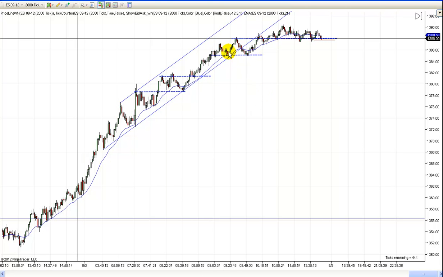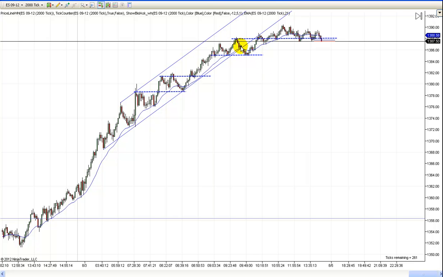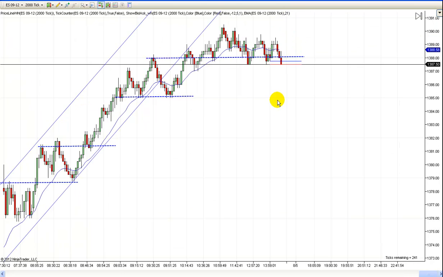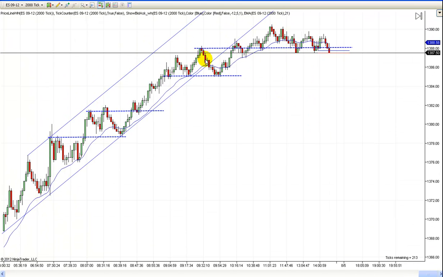There was another second entry long right here. This is a double bottom. This is the first break of the trend line. It's a nice double bottom, another nice place to get long. There's a second entry long right there, and this is actually two legs back as well. You can see that little correction right there. Maybe hard to see, but one leg down, pull back, second leg down.